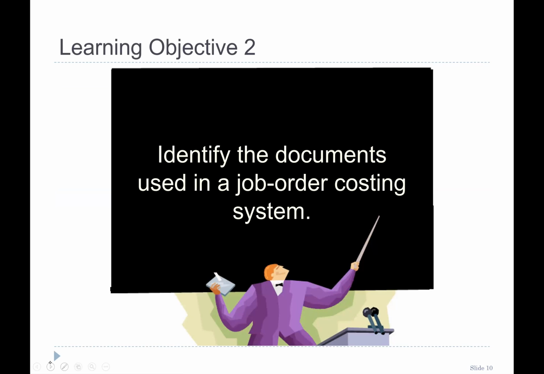Okay, now let's go towards our second learning objective, which is to identify the documents used in job order costing. From here, we will dive into finding out the job order costing. We are now preparing the documents for that. This one is fairly simple. It looks fancy, it looks very tricky, but it's not. It's just a specimen and the invoices and all that stuff. So just pay close attention to the concepts rather than the graphics. Okay.